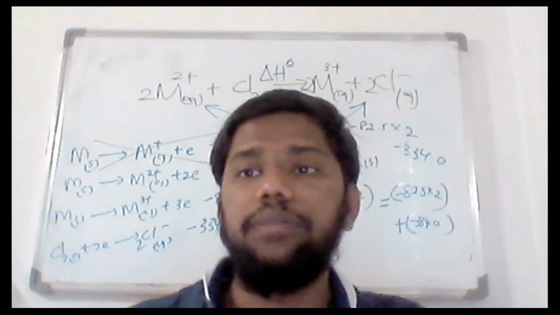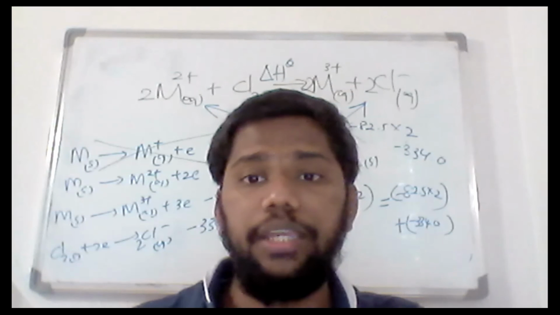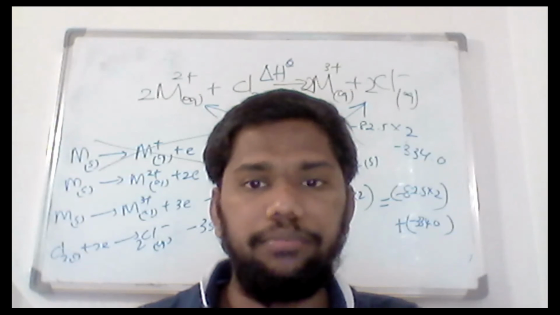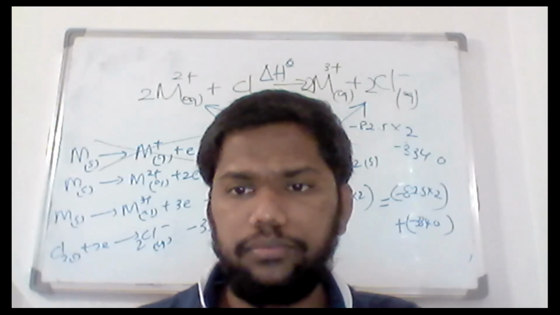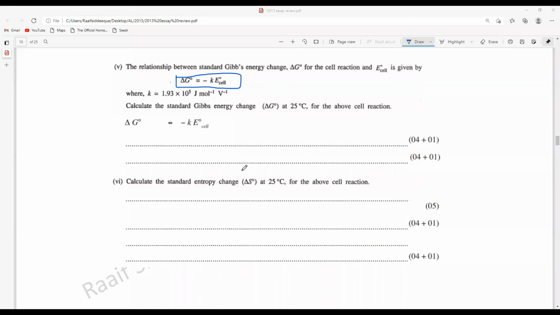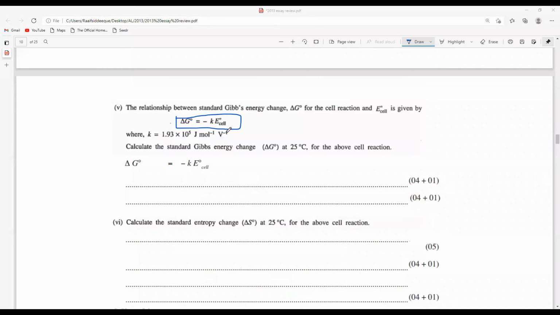So the idea comes from here. I will share the screen. So this is the idea. Okay, if your E cell is positive, which means when you multiply it by this particular equation, delta G becomes negative, which means your reaction is spontaneous. So normally you don't study this equation, right? So these are some additional parts that you should know.